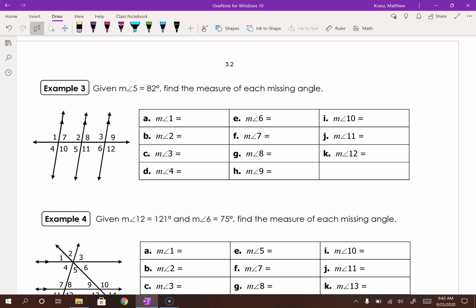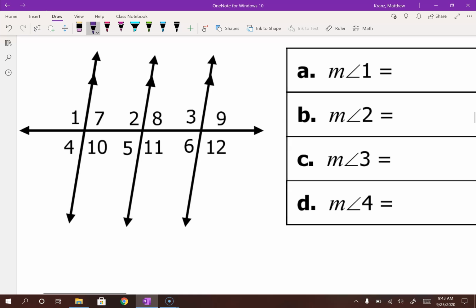We have 3 parallel lines cut by the same transversal. So it all works the same way. Because they're on the same transversal, they're going to have these different relationships. So it says that angle 5 is 82. So let's fill in all of these angles first. This one is 82. Well, I know that angle 8 is 82 because they are vertical. Angle 2 and 8 are linear pairs, so they're supplementary. So this would give me 98 because they have to equal 180, and that makes this 98.